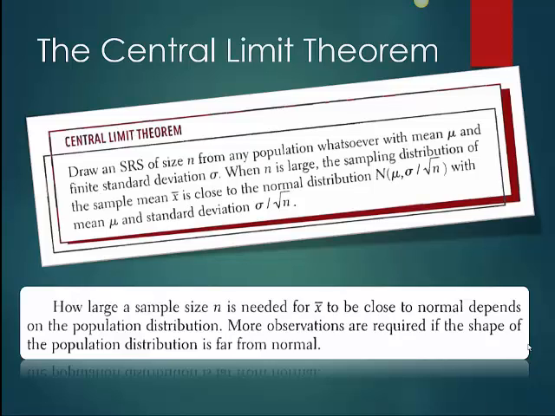because if you notice at the bottom it says how large the sample size needs to be for X bar to be close to normal depends on the population distribution. If the shape is far from normal, if it's really skewed left or really skewed right, then we're going to need more and more observations to assume normality. If it's kind of symmetric already, then we can use fewer sampling mean observations.